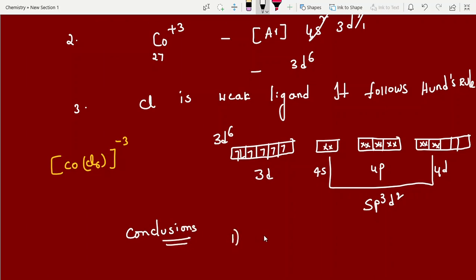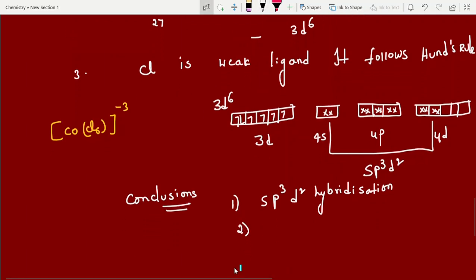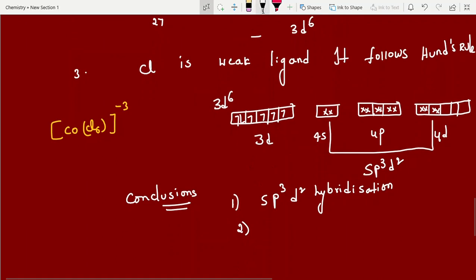First one is sp3d2 hybridization. Now second point. What is the second point, students? This is paramagnetic or diamagnetic. Unpaired electrons are there, no? Unpaired electrons are there, which means it is paramagnetic, and it can show color.